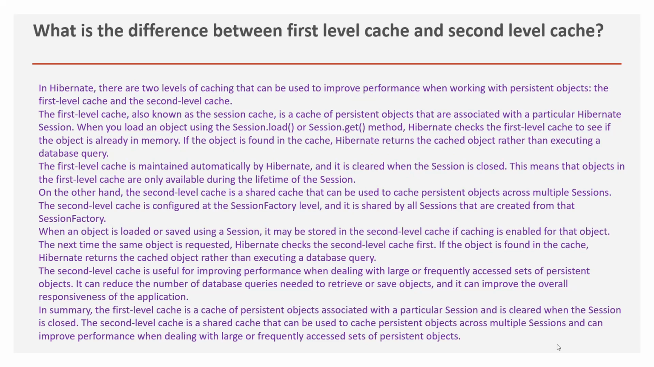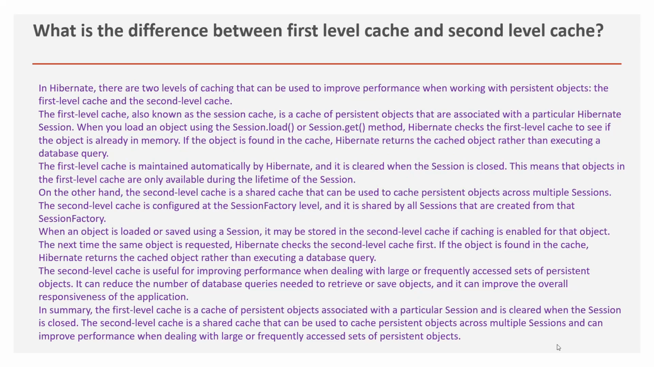If the object is found in the cache, Hibernate returns the cached object rather than executing a database query. The first level cache is maintained automatically by Hibernate, and it is cleared when the session is closed. This means that the objects in the first level cache are only available during the lifetime of the session.